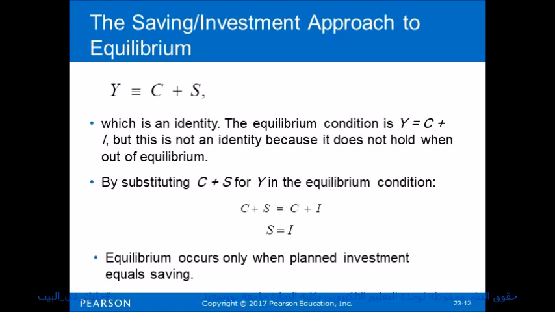But this is not an identity because it does not hold when we are not in the equilibrium position. By substituting C plus S for y in the equilibrium condition, we have C plus S equals C plus I. So canceling out C from both sides, we end up with S equals I, or saving equals investment. Equilibrium occurs in this case only when planned investment equals saving.